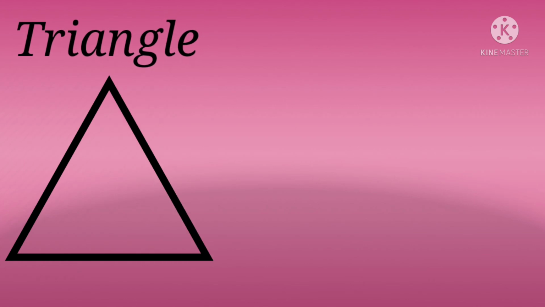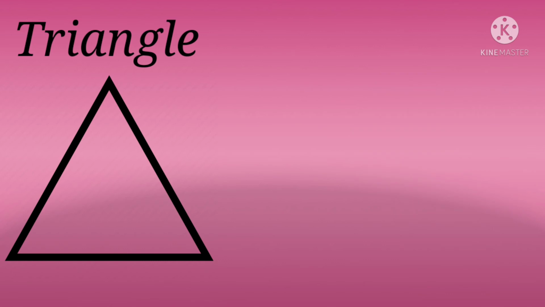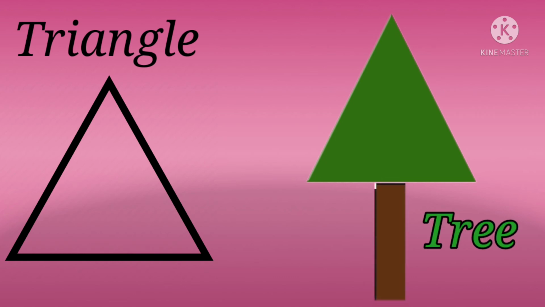This is a triangle. Let's see what we can make with triangle. One triangle, then other triangle, and make a string. So, kite is ready. You want to fly it? Let's see other drawing. First, make a triangle, then thin rectangle. So, our tree is ready.